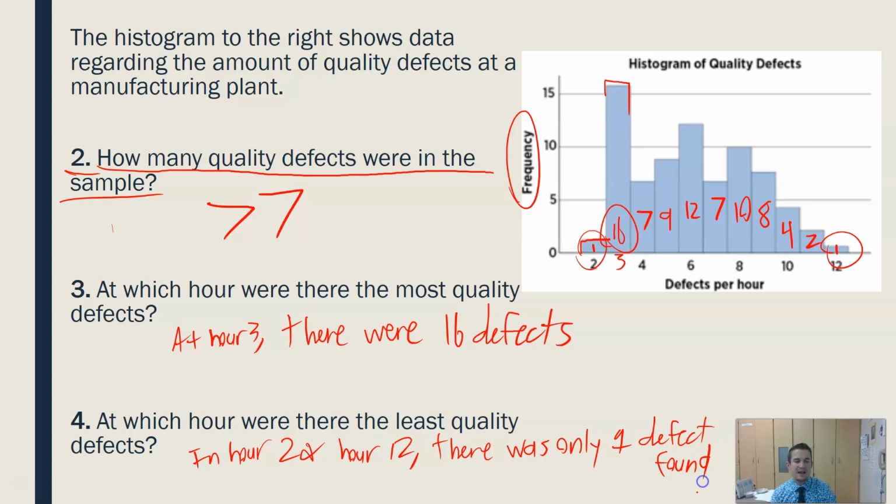So that's how I kind of look at these histograms and analyze this kind of information. I can look at this graph and I can get a lot of information just from this graph. There's a lot of data put into this one graphical representation. I can learn a lot about what's going on, in this case with these quality defects.